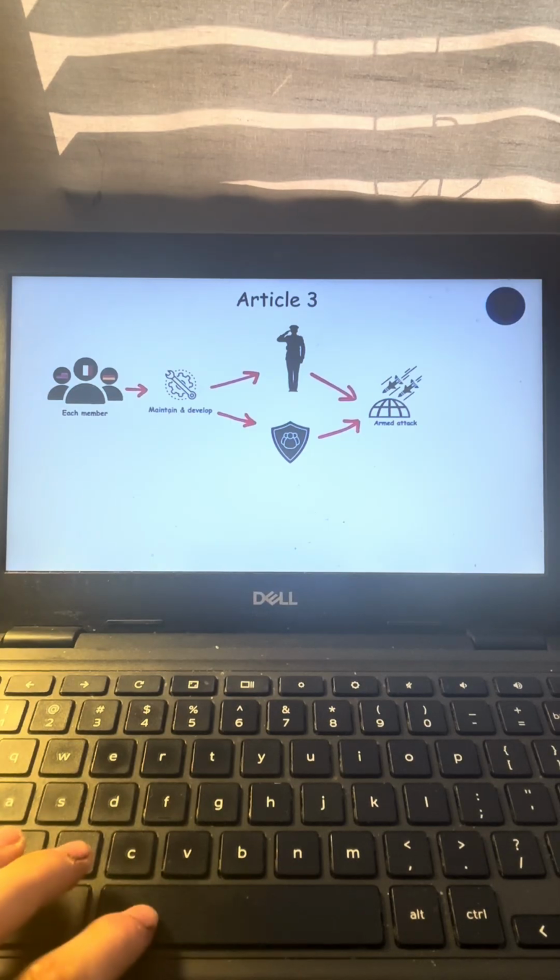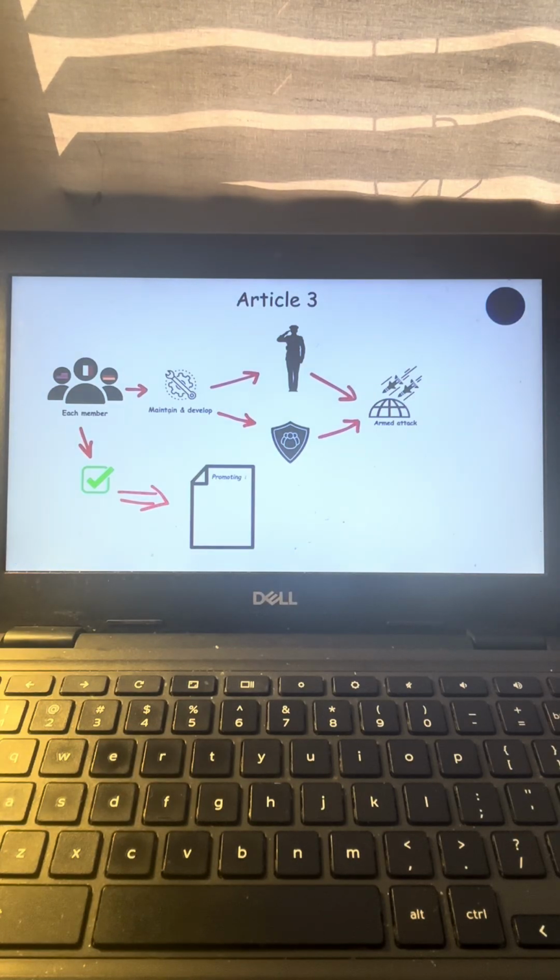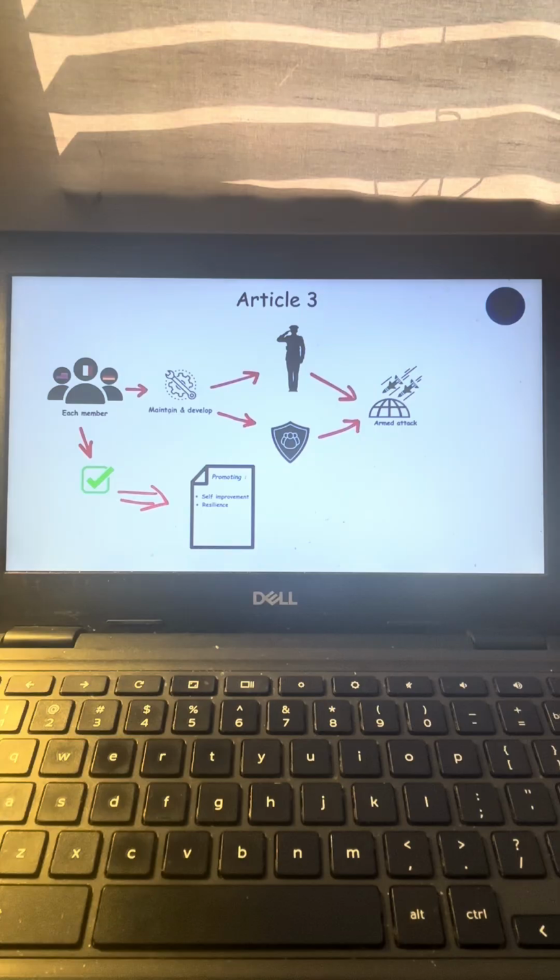Sorry, I had to pause that and explain that part too. Ensuring that NATO members are ready to defend themselves and each other, promoting continuous self-improvement and resilience in defense capabilities.